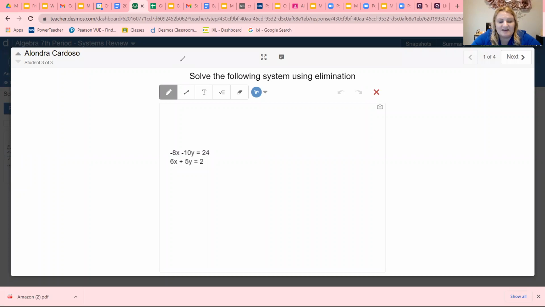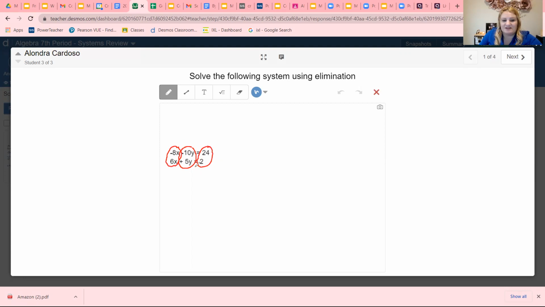So we're going to take this system and we are going to solve the system using elimination. So the very first thing that I want to do is check to make sure everything is aligned. So I have all of my X's aligned, I have all my Y's aligned, and I have all my numbers aligned. If they were not aligned, then I would have to move them from one side to the other.